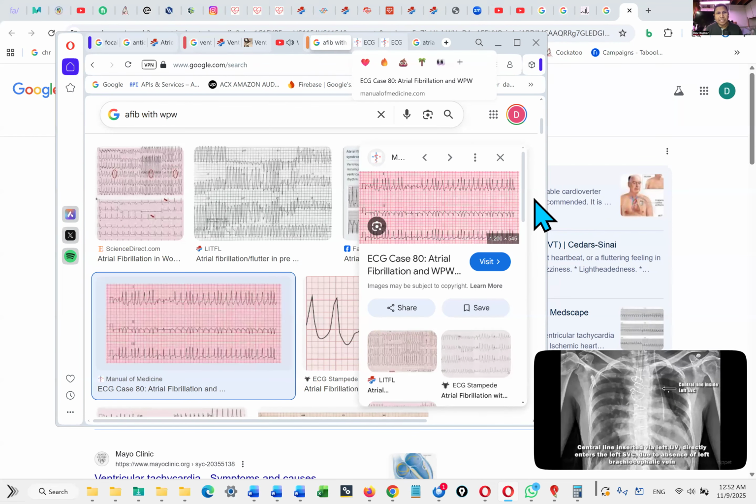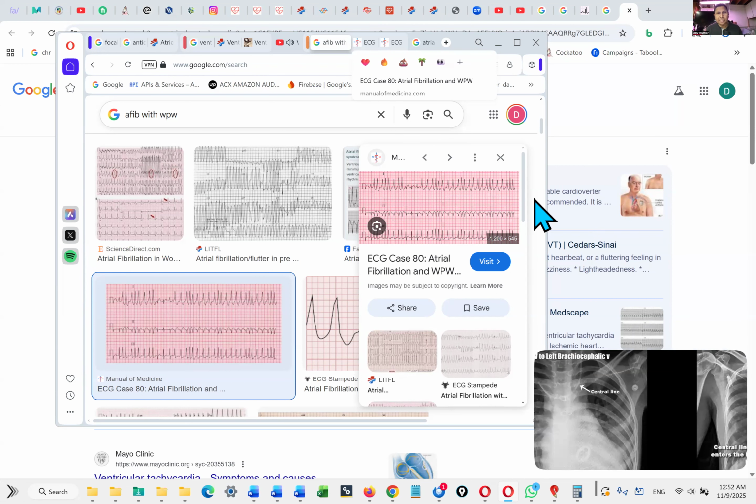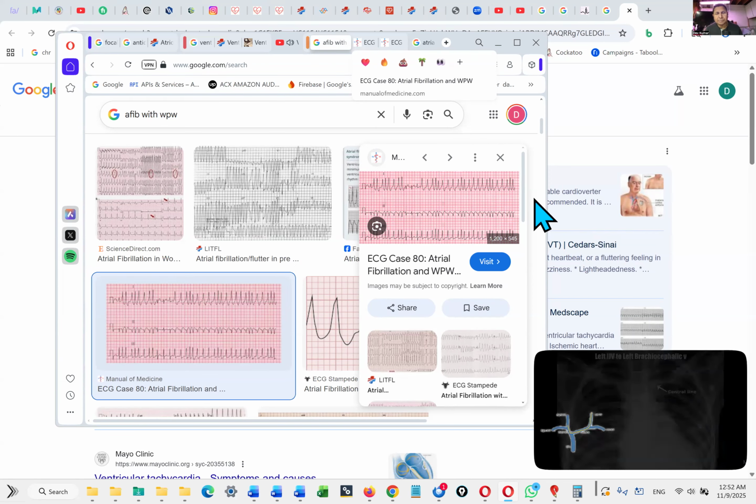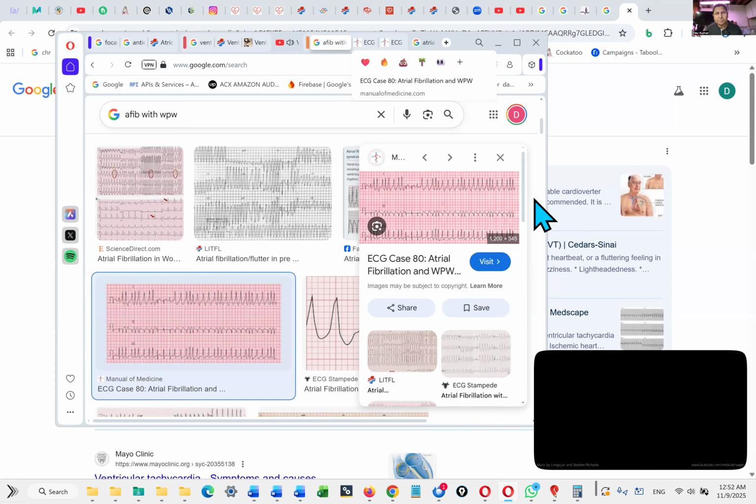So that's why very often the emergency room and the cardiologists are arguing over which one it is. And we have one more question about how to differentiate between ventricular and atrial arrhythmia. So AFib versus VFib.